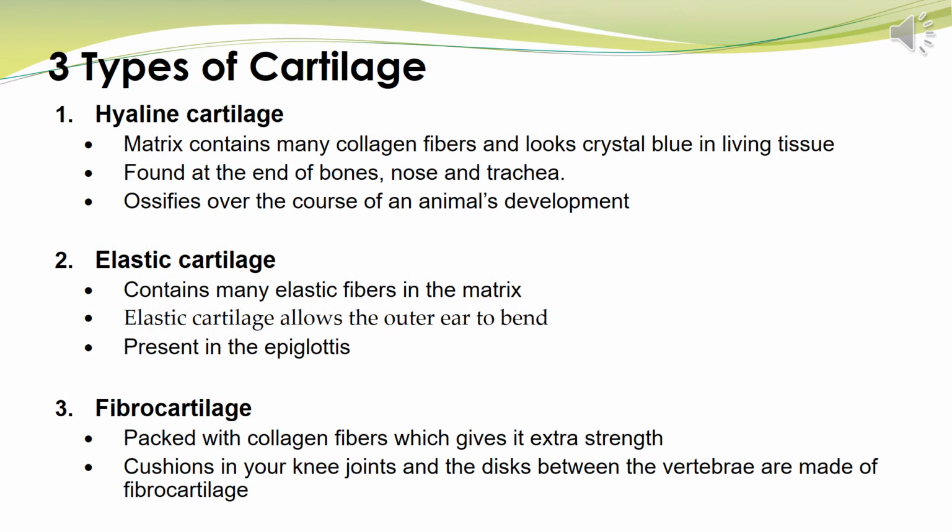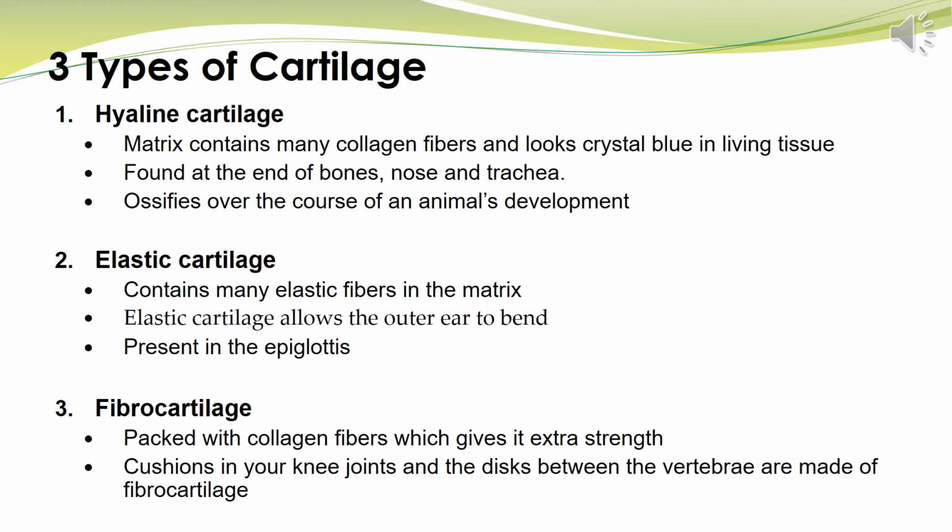There are actually three types of cartilage. There's hyaline cartilage, which has a matrix which contains many collagen fibers, which means that it's a very strong type of cartilage. And this looks crystal blue in living tissues. And this is the cartilage which is found at the end of bones and in the nose and in your trachea. And hyaline cartilage does ossify over time or over the course of an animal's development. And the word ossify just means to turn to bone, so this cartilage eventually turns to bone in some places.